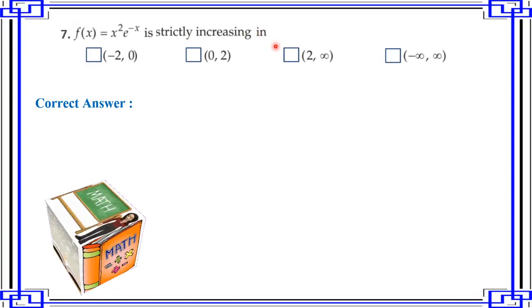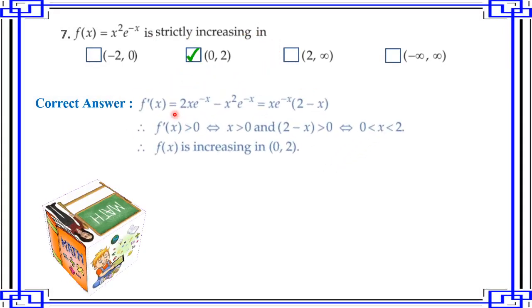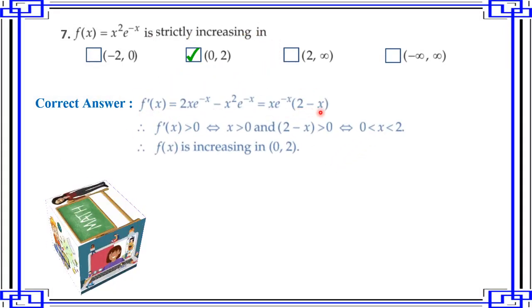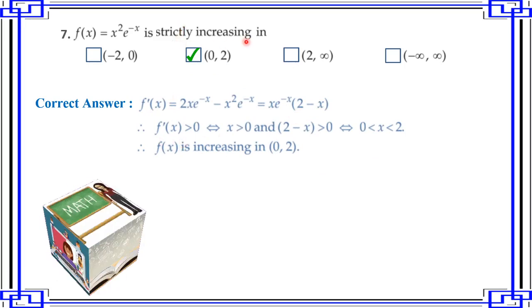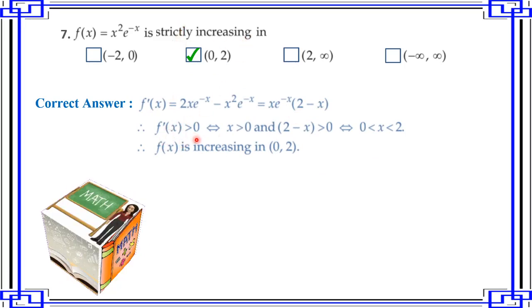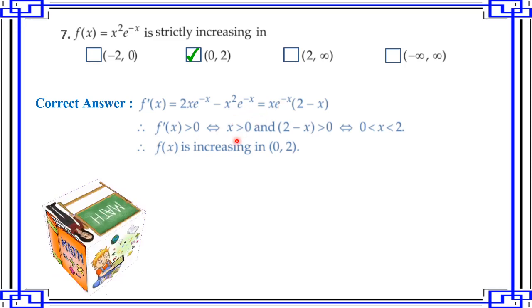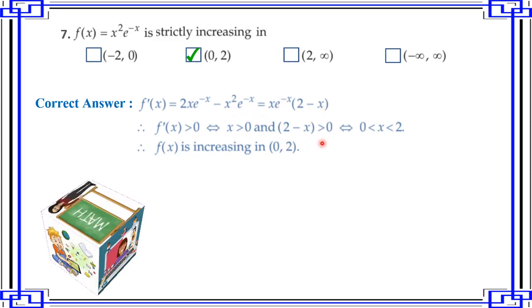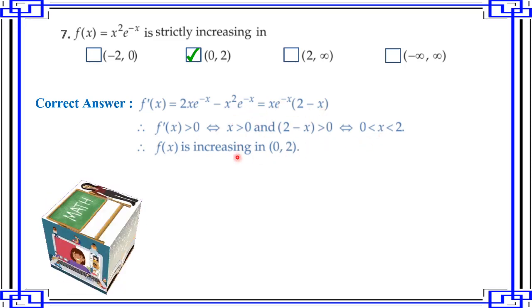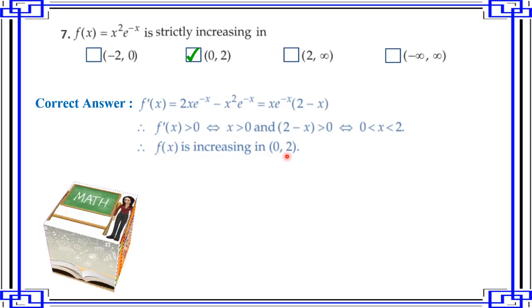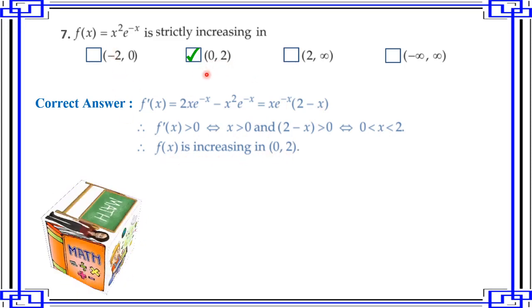This function is strictly increasing in what? So f dash x, the derivative, is this. Now we have to check for strictly increasing, so f dash x should be greater than 0. It means x should be greater than 0 and 2 minus x is also greater than 0. So f(x) is increasing in the open interval (0, 2). This is the right answer.